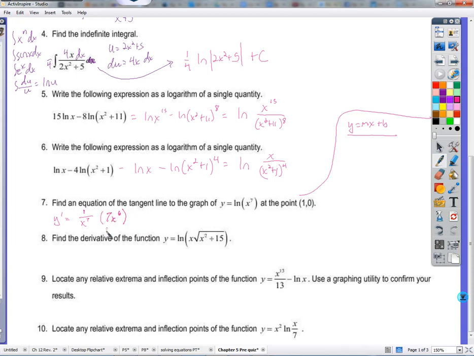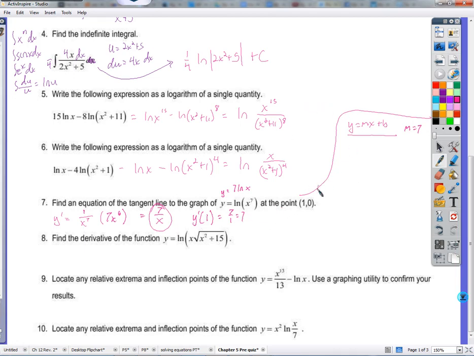We get x to the 6th canceling with 6 of these factors of x, and so we just get 7 over x. If you think about it, I could have rewritten this as 7 natural log x, so that makes sense. The derivative of this would be 7 times 1 over x. So there's the derivative. The derivative at x equals 1 is 7 over 1, which is 7, so now we know that m is 7.